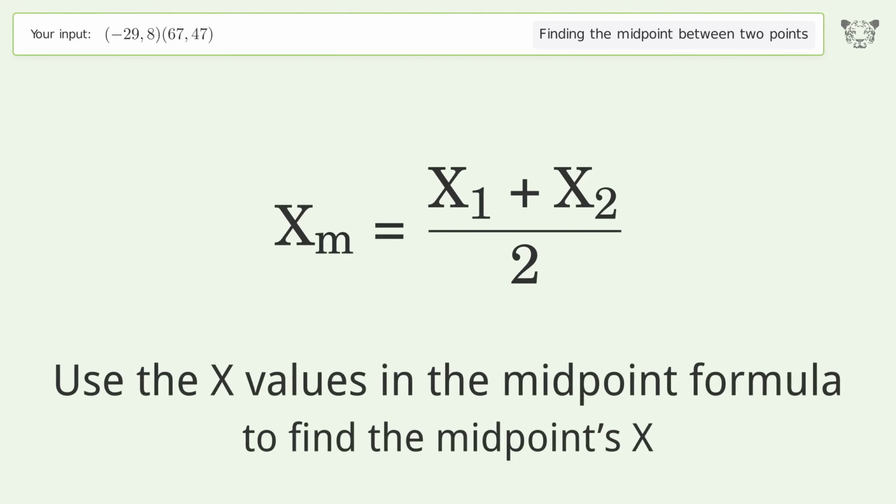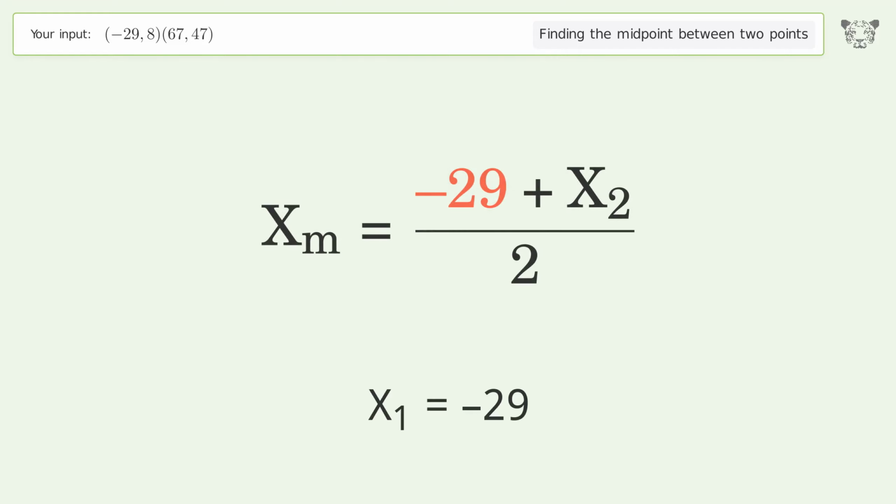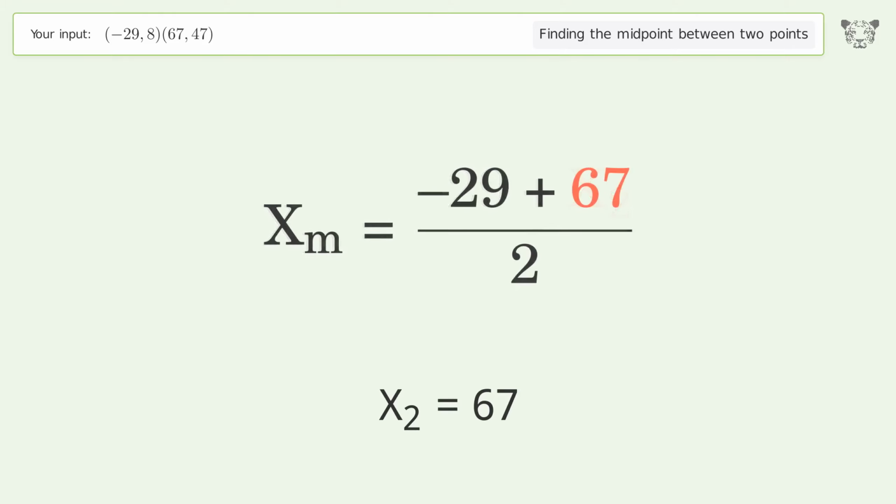Use the x values in the midpoint formula to find the midpoint's x. x1 equals -29. x2 equals 67. Simplify the arithmetic.